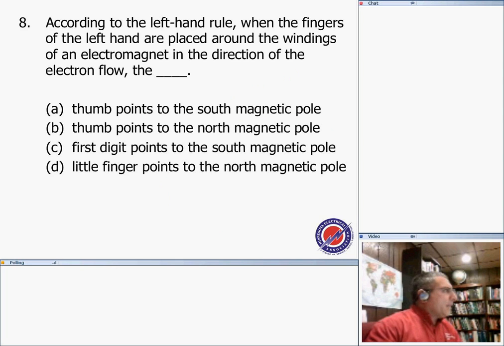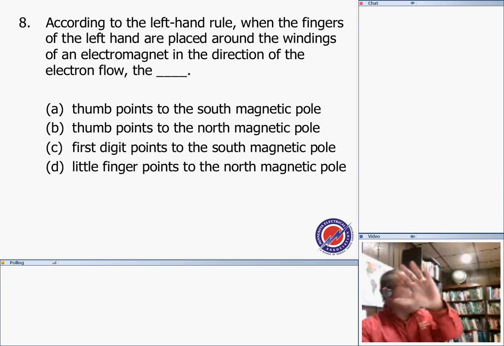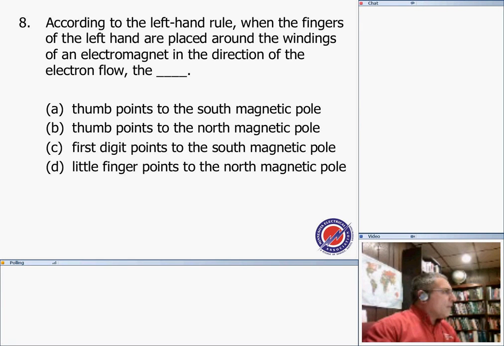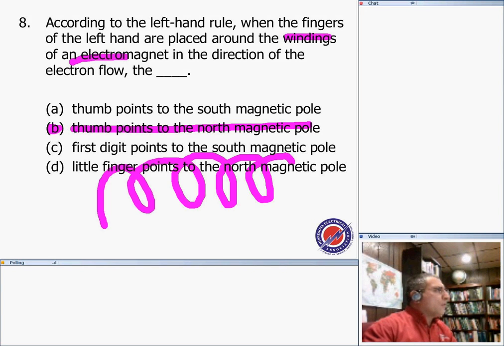Okay, number 8. According to the left-hand rule, fingers of the left hand are placed around the coil of the electromagnet. The direction of the electric flow indicates... Number 8 is B. The thumb points to the north. Always. As we said, the thumb always points to the north.